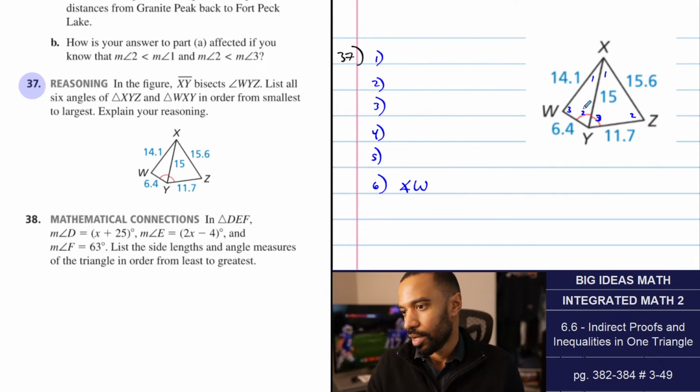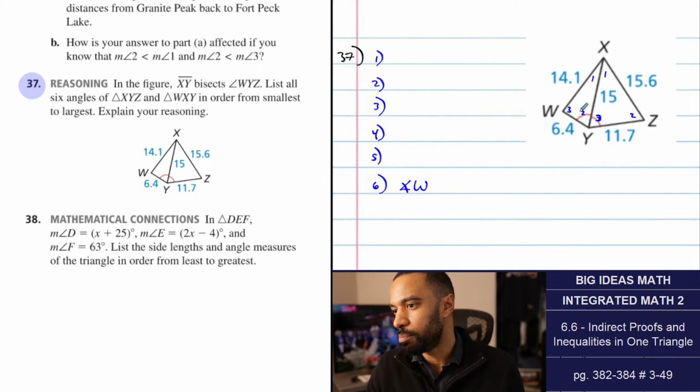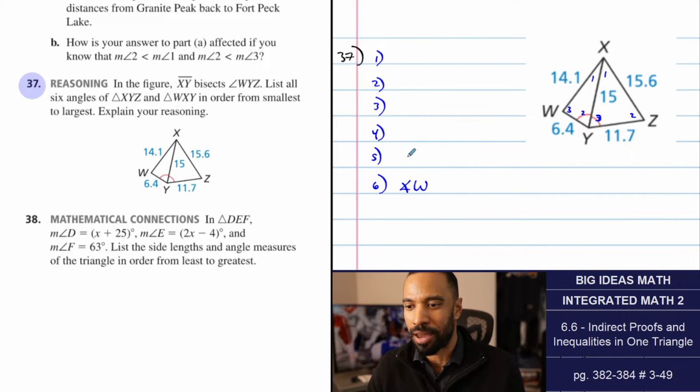Absolutely. I'd say then, therefore, these would be next, and it doesn't really matter which order you put them. This is relatively the biggest in its own triangle. I don't know if that really matters, so I'll just call it angle XYZ. And then the other one is angle XYW, sure.